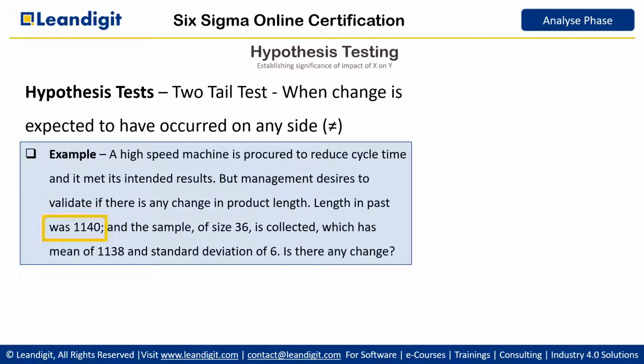So the sample was taken. Earlier the length in the past was 1140, and we want to validate. The sample size is 36, so that means 36 pieces are taken. The average of the sample is 1138 and standard deviation is 6. So how do we write our null hypothesis and alternate hypothesis? Our null hypothesis is mean after is equal to mean before, and our alternate hypothesis is mu after is not equal to mu before. We are not writing greater than or less than, we are writing not equal to, then it is called a two-tail test.